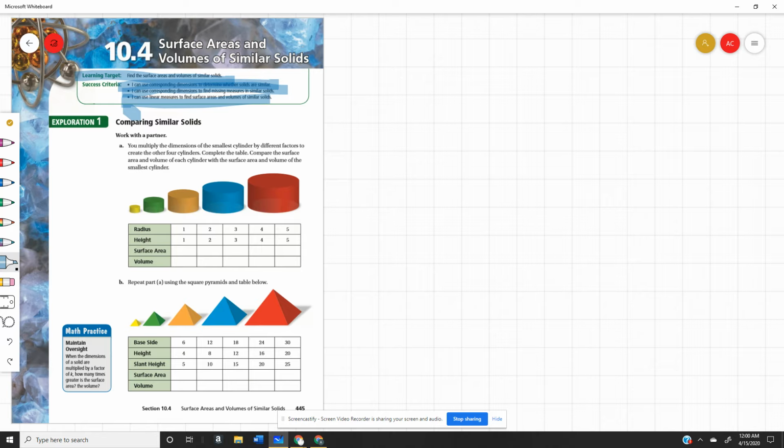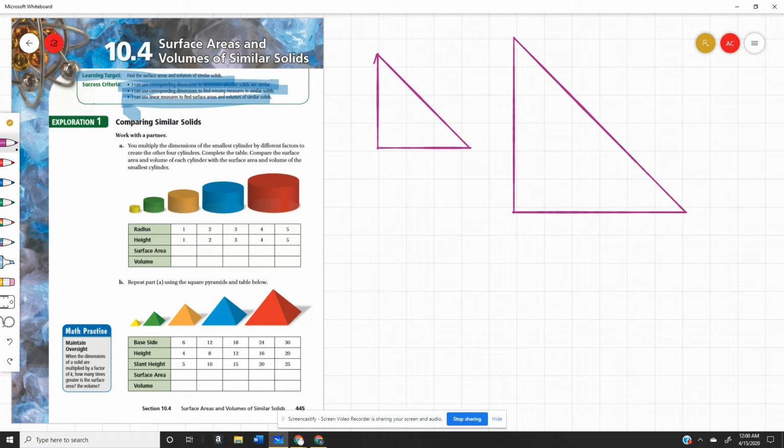So, similar means that they have the same relative shape, but they're not the same size. For instance, here's a right triangle, and here's a right triangle. This might be a 3, 4, 5 triangle, and this is a 9, 12, 15 triangle. They are similar, which means they have the same ratio of sides.